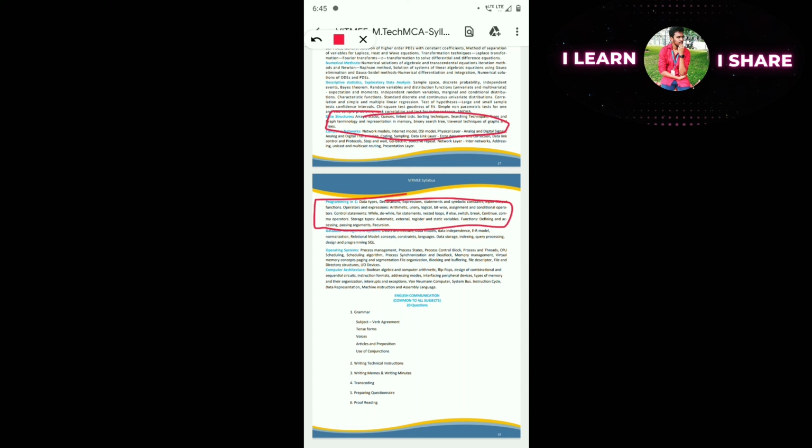And third one is DBMS. So DBMS is very, very important. So first you study these three topics, okay? And then you study computer networks, okay? That is enough for the MCA exam.